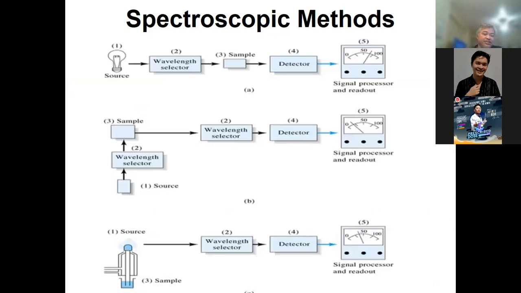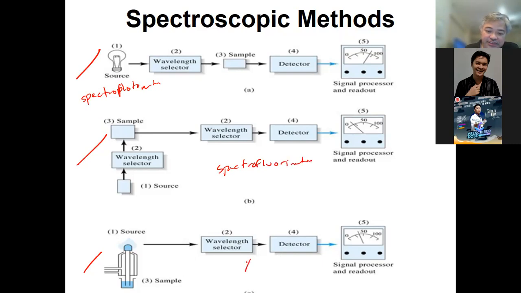Now you can have this, what we call typical spectroscopic method. By the end of the semester, you should be able to identify what this instrument is, what this instrument is, and what this instrument is. As of now, if I ask you what are they, you may answer, I don't know. But by the end of the semester, you should be able to tell me that this is a spectrophotometer, this is a spectropolarimeter, and this is an AAS.